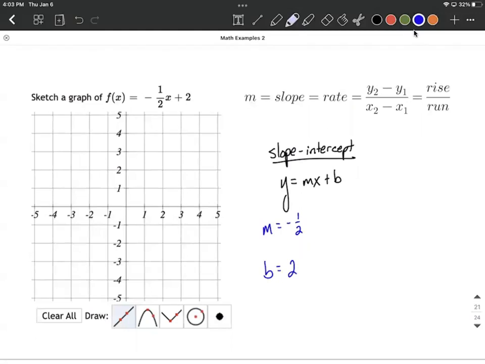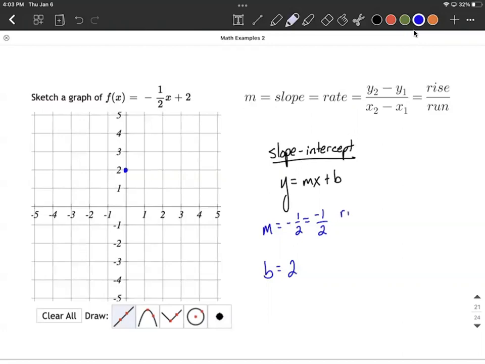Now, b in this formula represents the y-intercept. So it's a point on the y-axis. So I'm going to go ahead and place that point first. Next, I'm going to think of that slope as negative 1 over positive 2. So the negative's up in the numerator. We could also have put that only in the denominator and had positive 1 over negative 2. I'll show you that in a second and how that affects how we think about this.